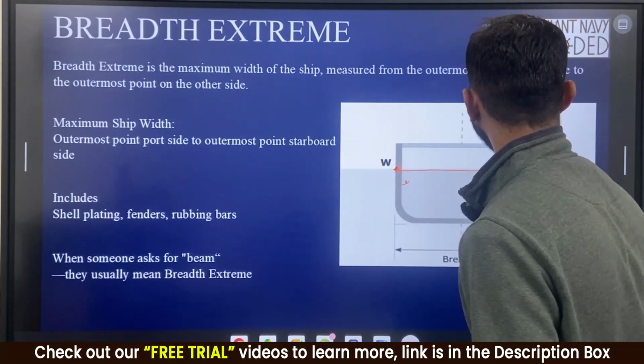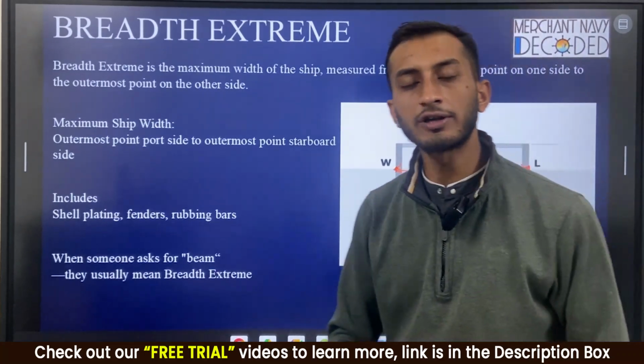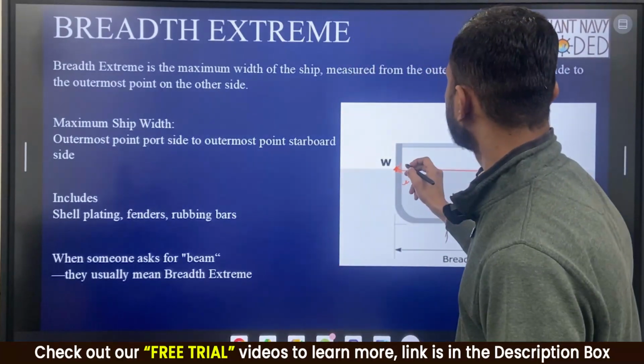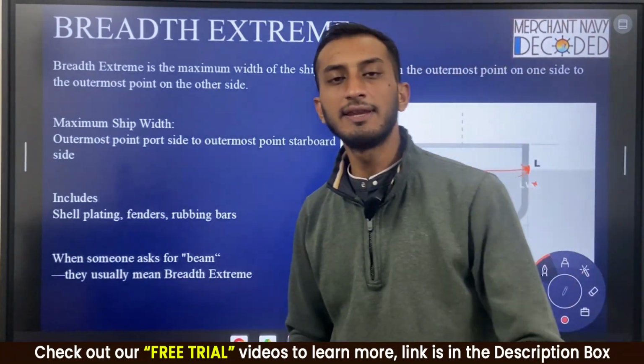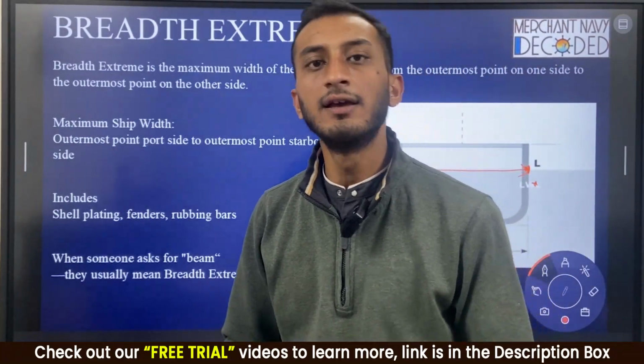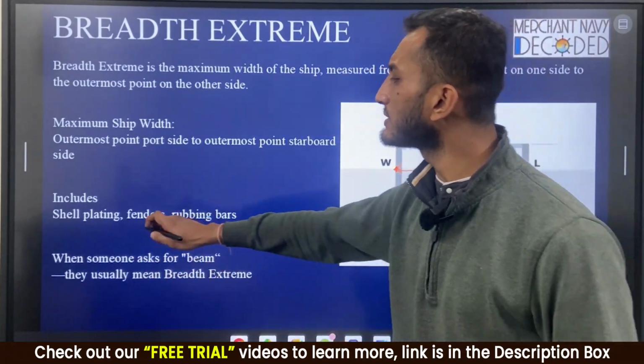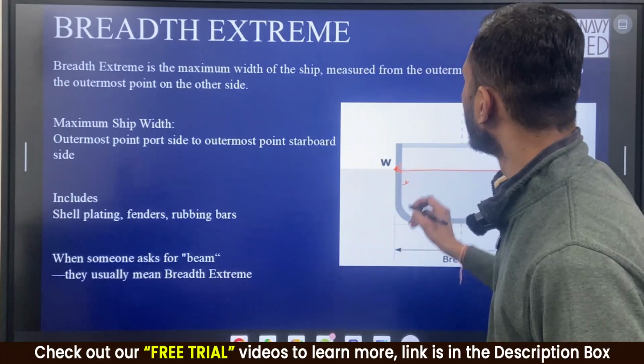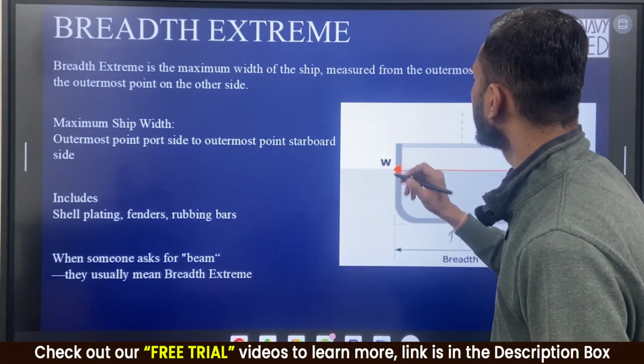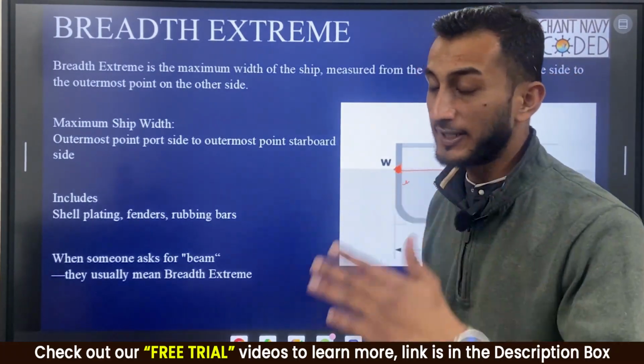So the width of the vessel at midship, not anywhere else, at midship, is the breadth extreme. And whenever they ask you what is the beam of the vessel, you mention the breadth extreme. And it includes shell plating, fenders, rubber bar. This thickness is also included in this. Next time I'll explain what it is.